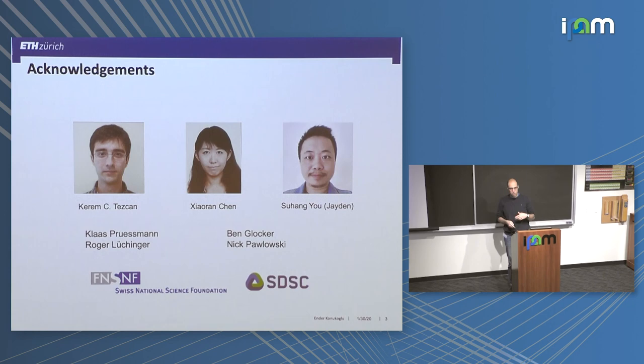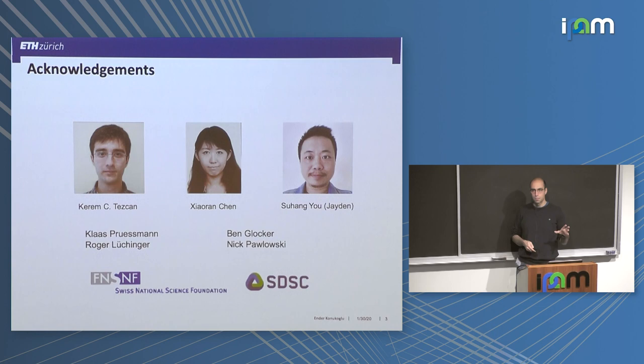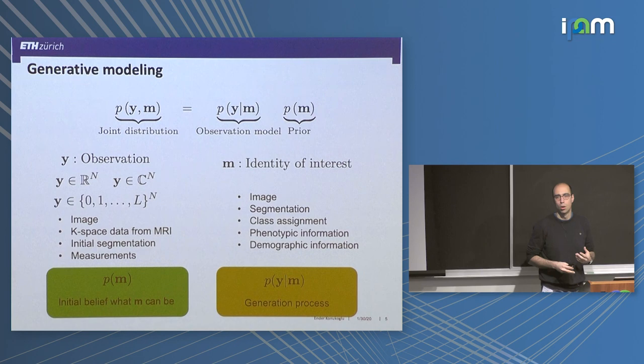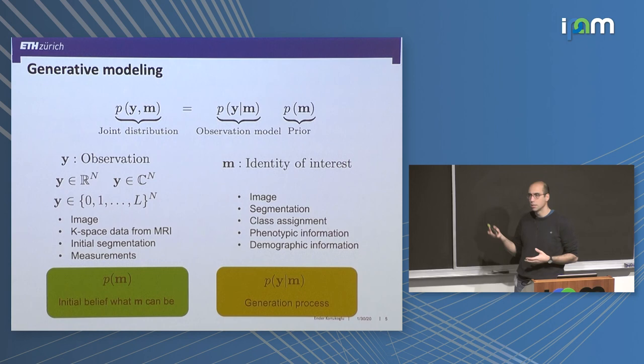So before starting the talk, I don't know how many of you are familiar with generative models. But let me give you a brief recap of generative modeling in medical image computing. So the basic idea is to be able to model the joint distribution of a set of observations, for example, Y here, and the identity of interest that we're after, in this case, the M.